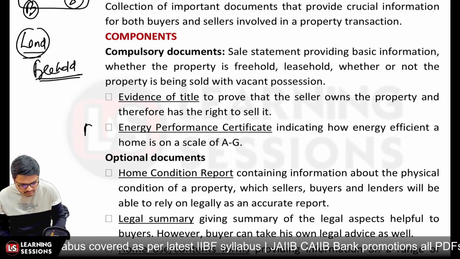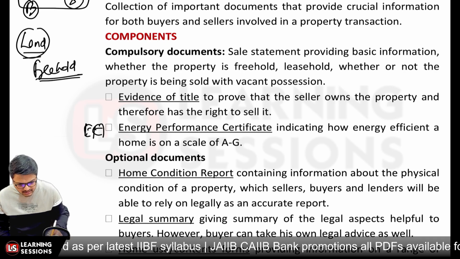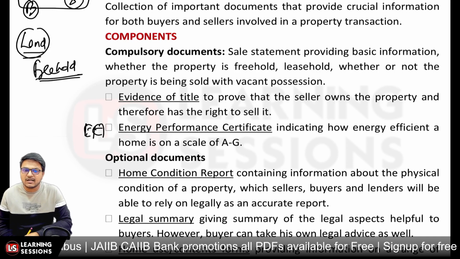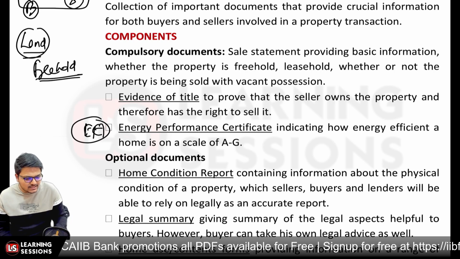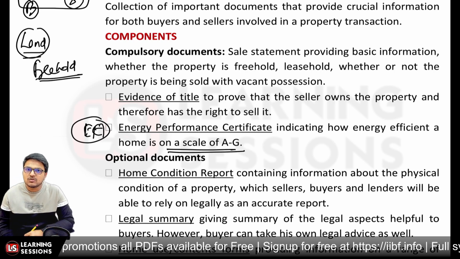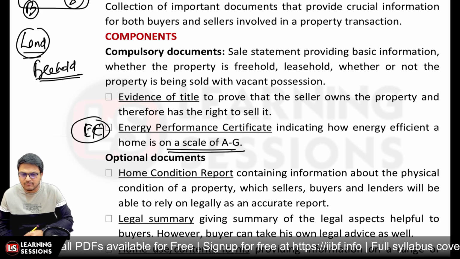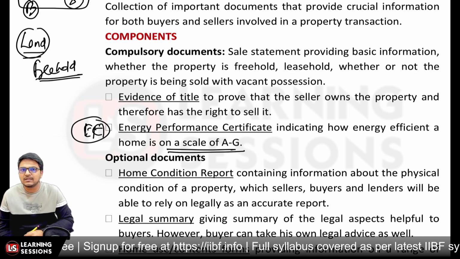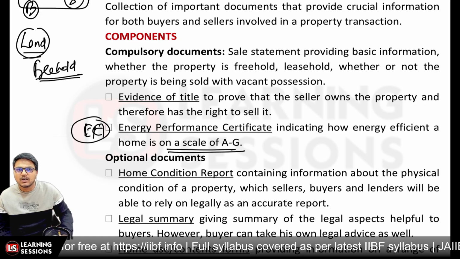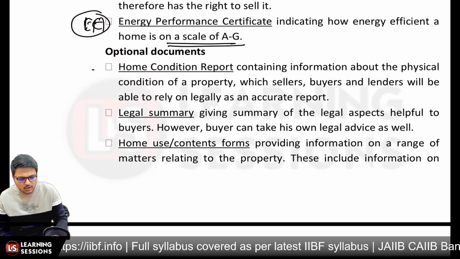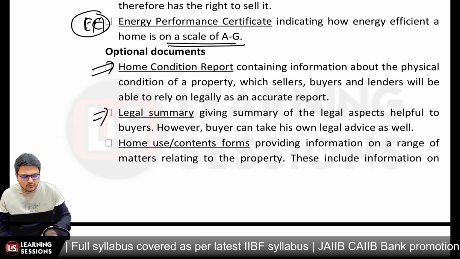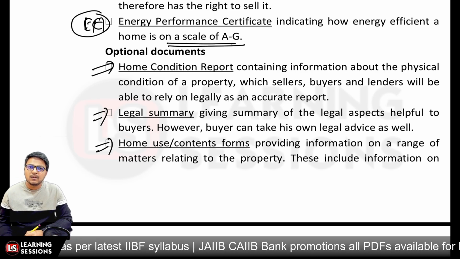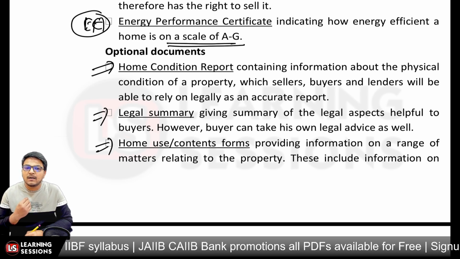Now, what is EPC? EPC is the Energy Performance Certificate that is to be obtained, and it has a scale from A to G. So these are some of the compulsory documents related to property, like the holding of the land and the title deeds. Further, there are some optional documents also, related to the condition report, which describes the condition of the home, or the legal summary related to the land, or home use or content forms, that is, for what purposes it is being used, right? So it basically provides a lot of information about the property.